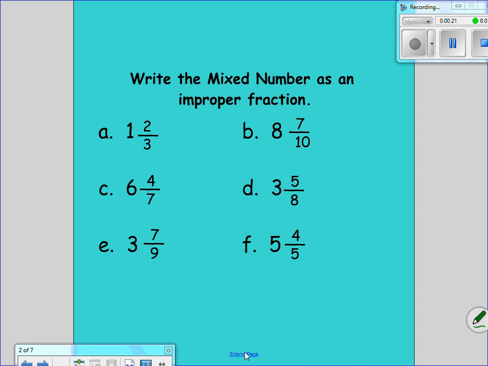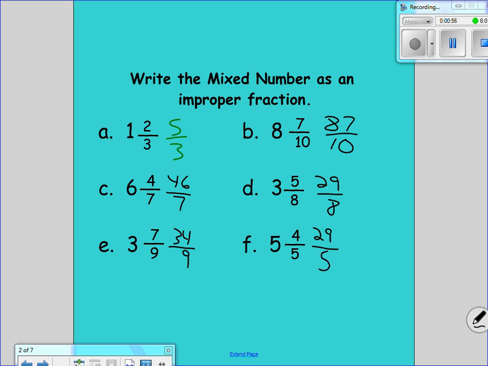Let's take a look here. We have 3 times 1 plus 2 gives me 5 over 3. 10 times 8 is 80 plus 7 is 87 over 10. 6 times 7 is 42. 42 plus 4 gives me 46 over 7. 3 times 8 is 24 plus 5 is 29 over 8. 3 times 9 is 27 plus 7 gives me 34 over 9. 5 times 5 is 25 plus 4 is 29 over 5.